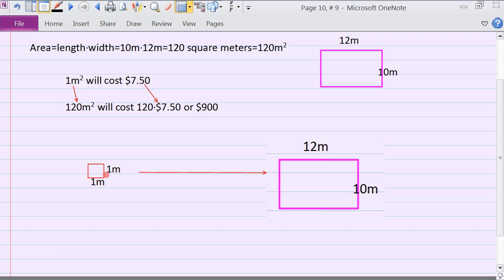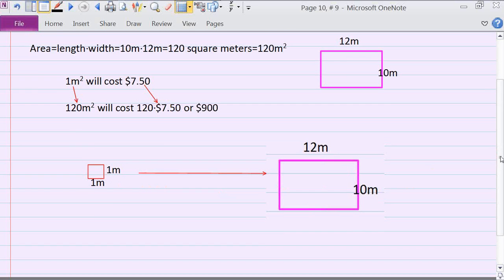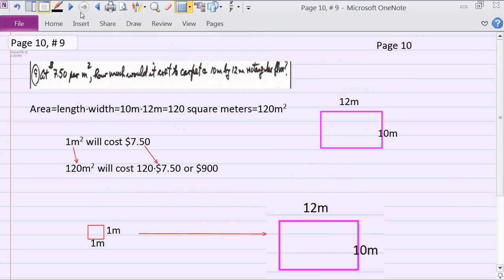$7.50 per meter squared. So here's this small carpet. And now you want to carpet a much larger area, 12 by 10, which is essentially 120 times as large as this. So you have to multiply the cost by 120.